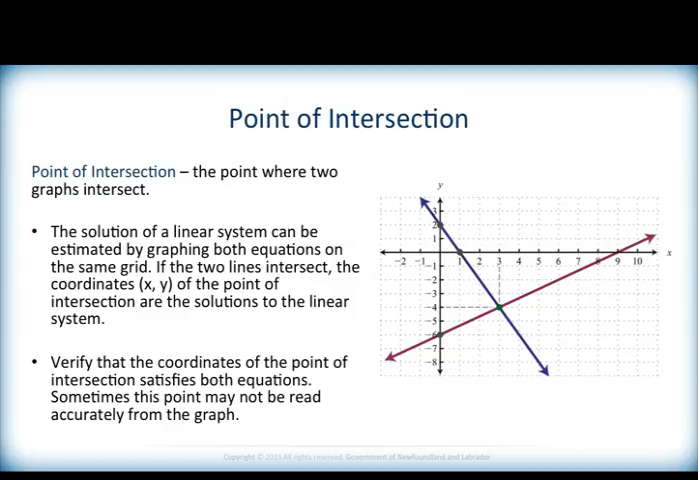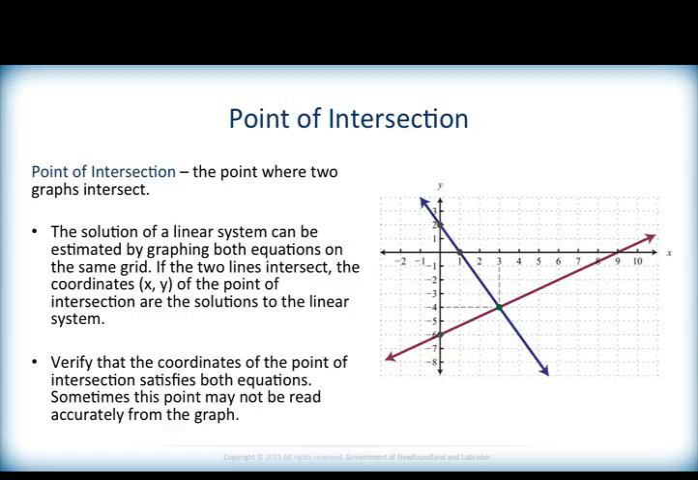So many times you're going to be given a question that will ask you to determine the point of intersection. You'll take the two equations that are given and you're going to plot the lines on the coordinate grid using your slope and your y-intercept. And the point where the lines will intersect or meet will be your point of intersection. And you're going to end up with an x and y coordinate for your solution.